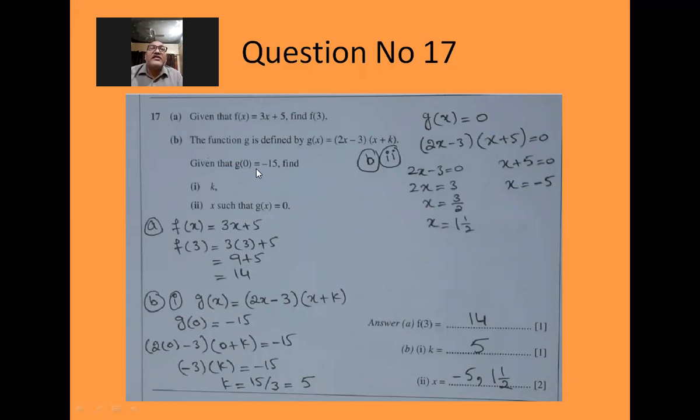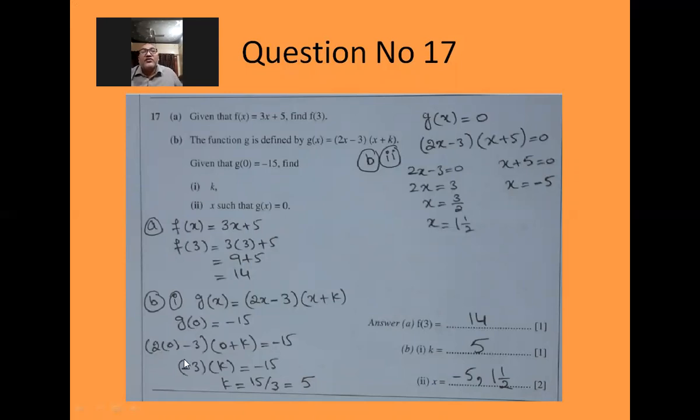He says, given that g of 0 equals minus 15, find the value of k. So g of 0 means in the formula of g, put 0 in the place of x, and the whole value of the formula will be minus 15. So here you have g of x equals to this thing. In the place of x, I will put 0.